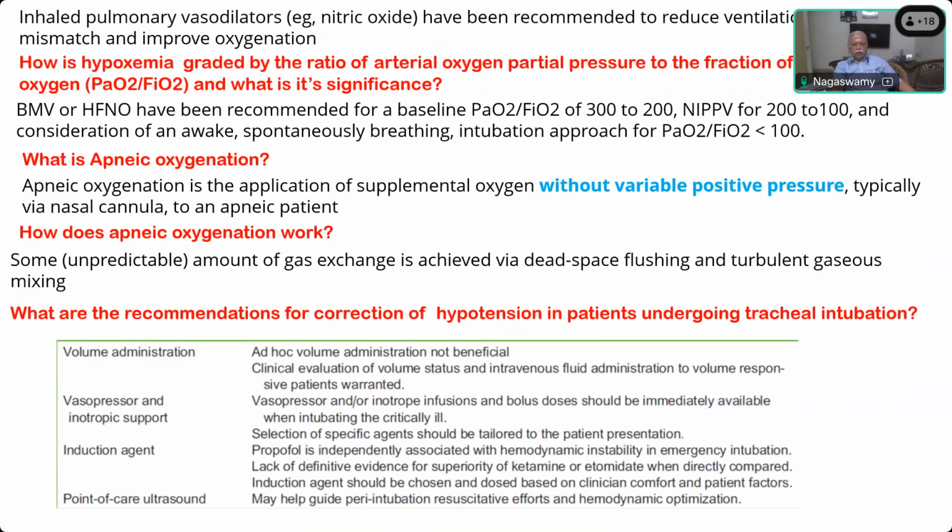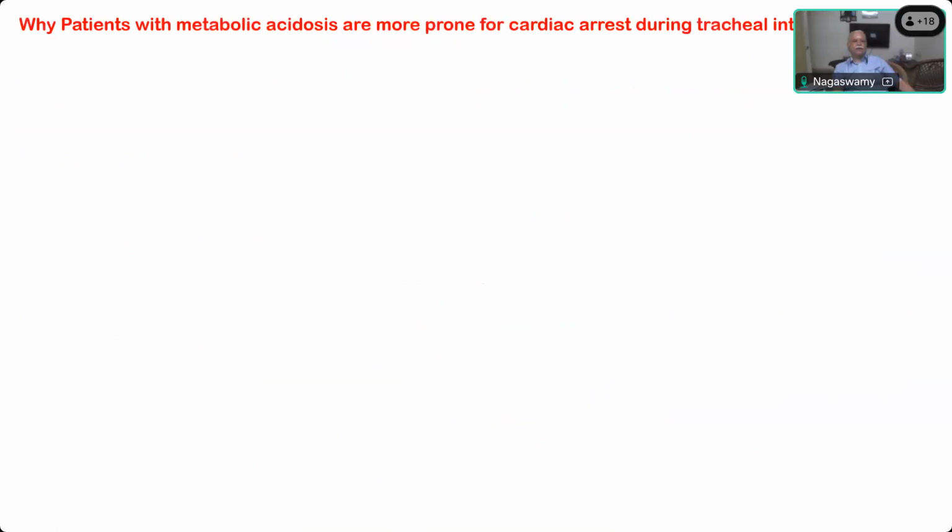And you can do an assessment of the hemodynamic status by point of care ultrasound. What is the point of care ultrasound test you can do to find out hypovolemia? IVC diameter. IVC compressibility. Excellent. Collapsibility. Excellent. Very good. IVC collapsibility.